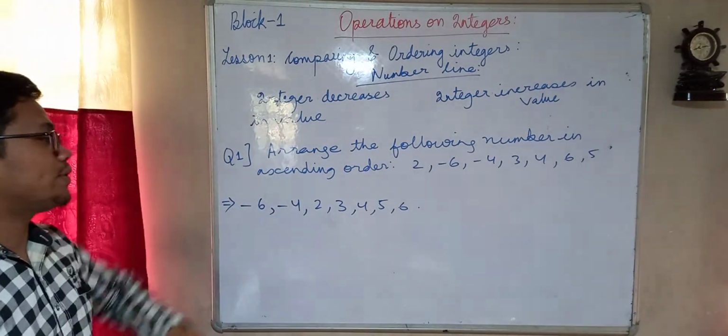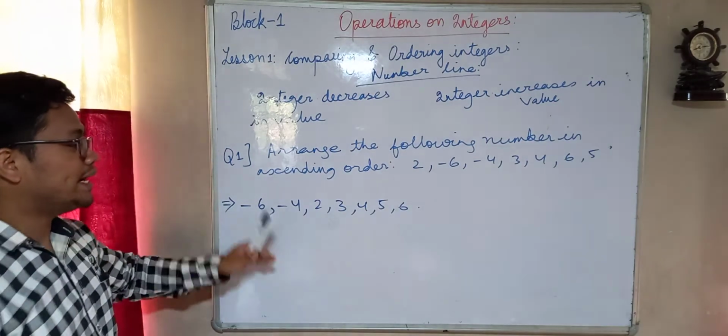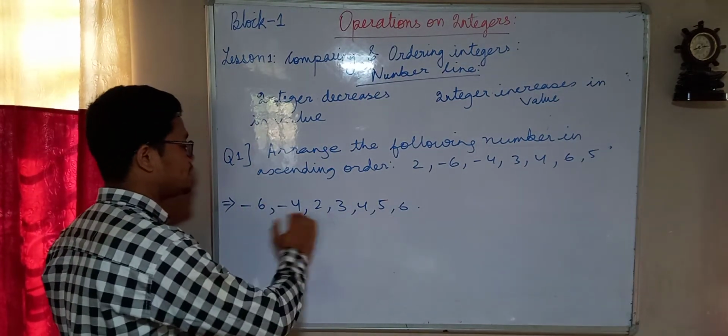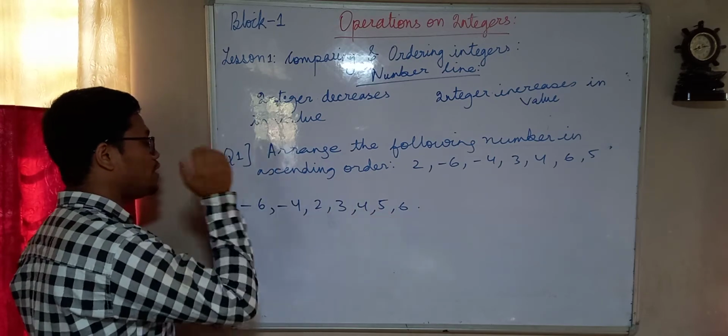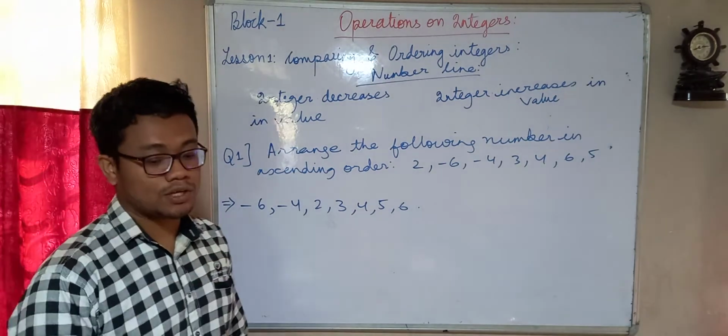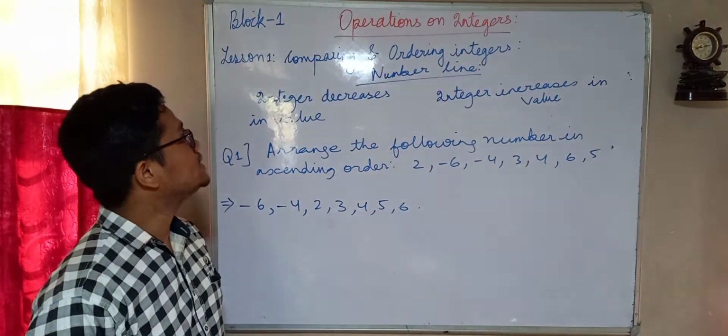Similarly you can do it in descending order also. In descending order what you have to do is just the opposite. You just have to write 6 first, then 5, 4, 3, 2, minus 4, minus 6. Okay children, so this is what I actually wanted to discuss in this chapter.